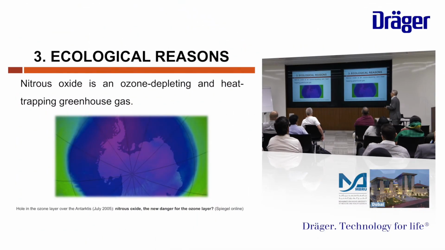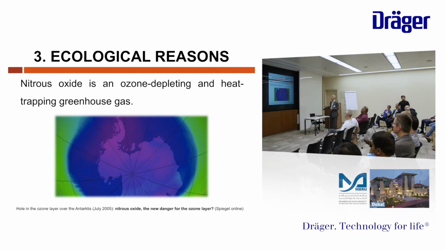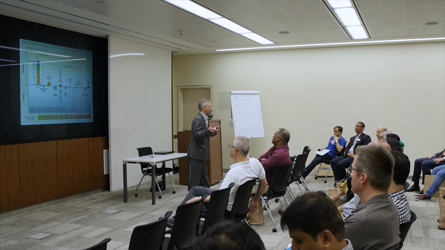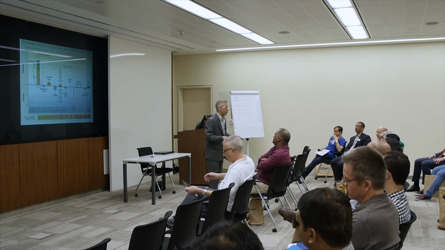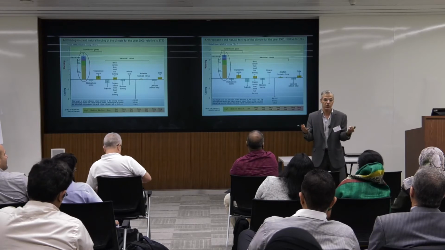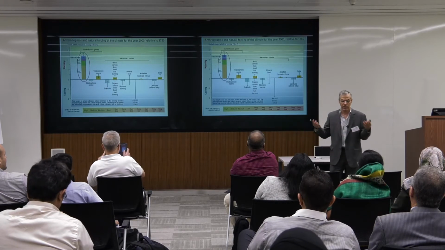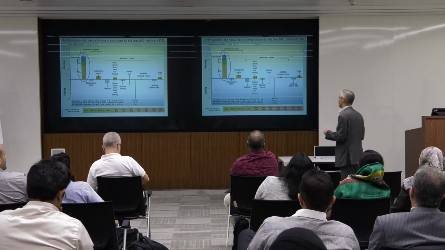Of course, this is the ecological reason. All of us know that nitrous oxide is an ozone depleting and heat trapping greenhouse gas. And as you can see, it is one of the major ozone depleting gases after CO2 all over the world. So I know that you will say, what can I do for mother nature if I just reduce my flow? But this is what we can do. This is how we can participate to save our motherland and our mother nature for the next generation.